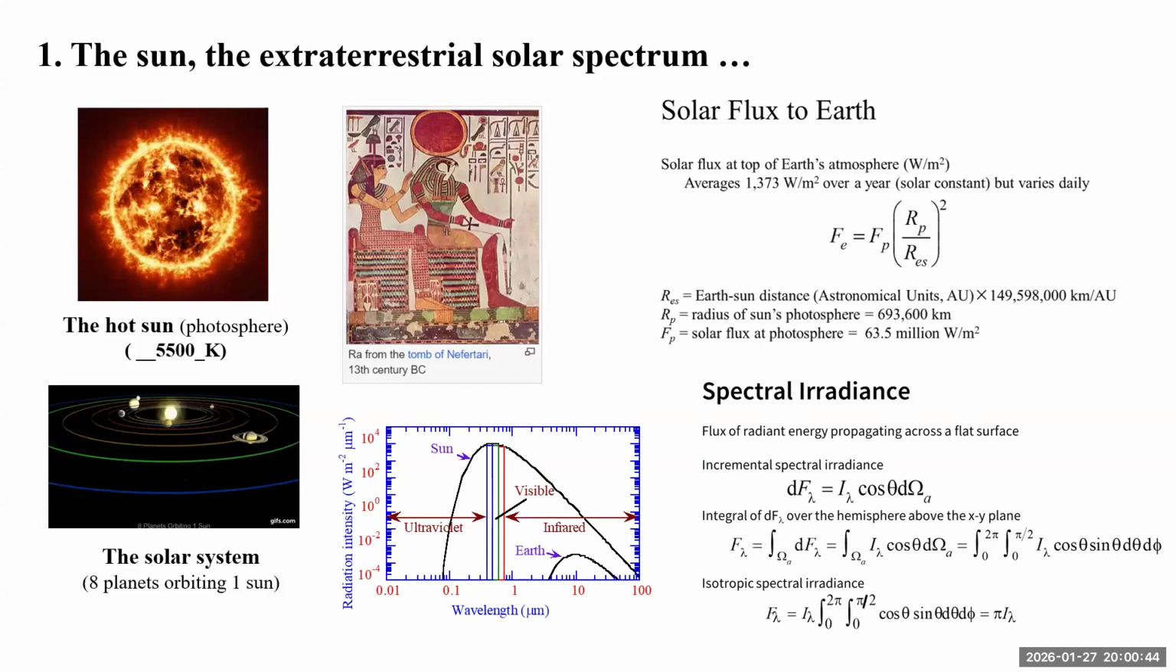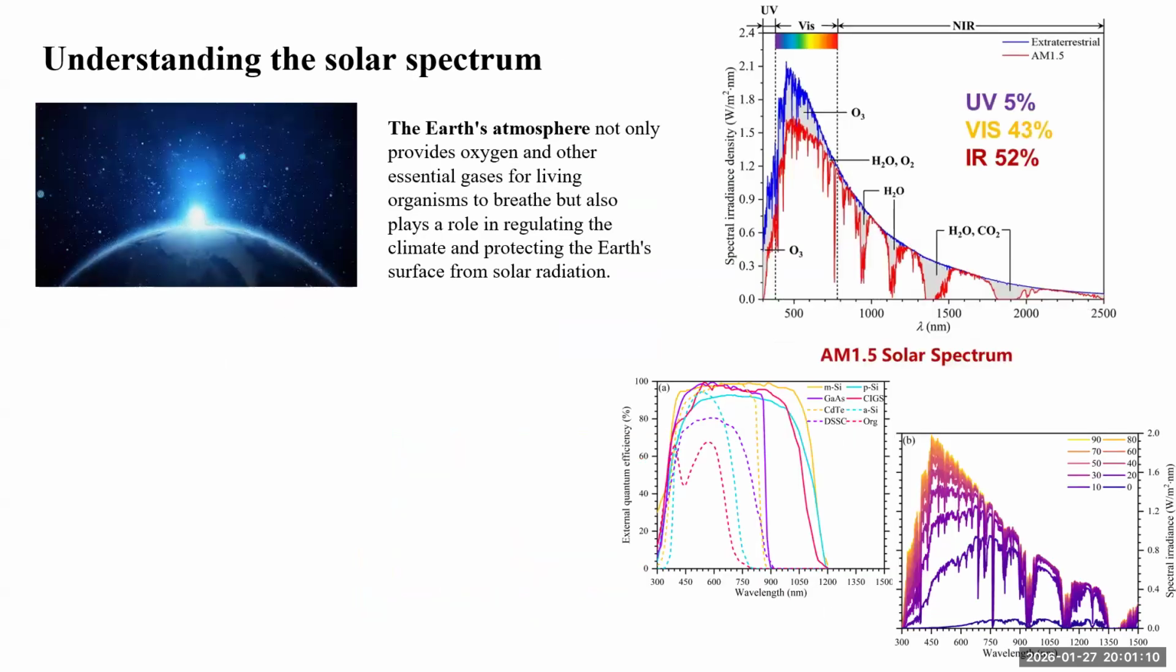So for the sun, we have previously introduced that in ancient times we worshipped the sun, and it was always a symbol of power. However, now we want to know more about its spectrum and make good use of the solar energy. Firstly, we need to calculate the solar flux to the Earth and the spectral irradiance. And why is the solar spectrum that important?